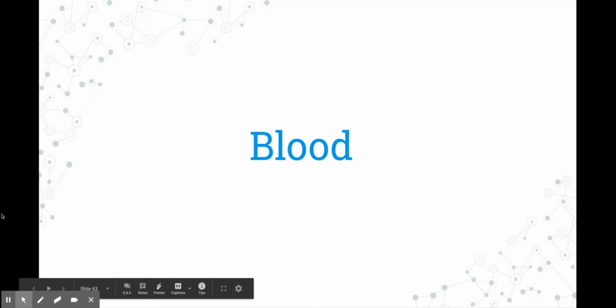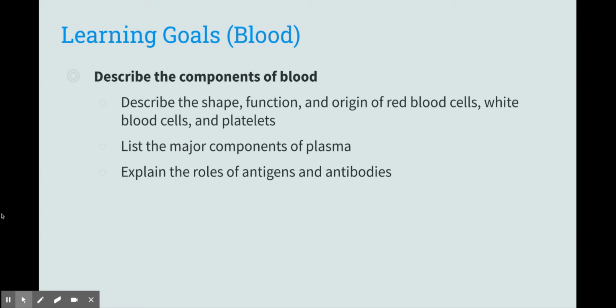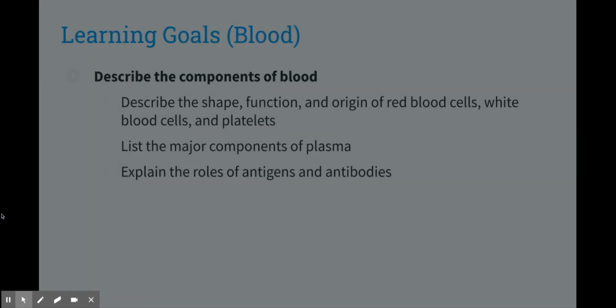This is lesson number 5 in the circulatory system, all about blood. Goals for today are to be able to describe the components of blood, including the shape, function, and origin of the different blood cells, the components and function of plasma, and the roles of antigens and antibodies in blood type.